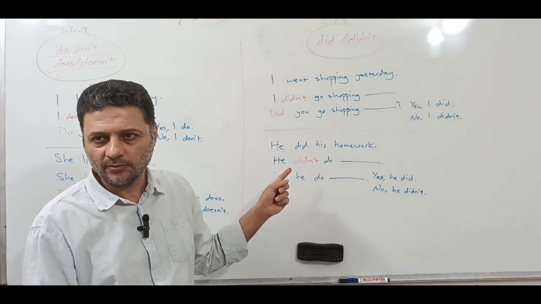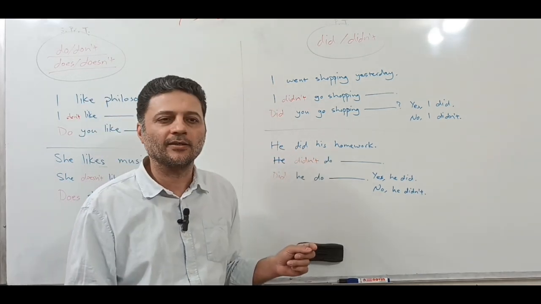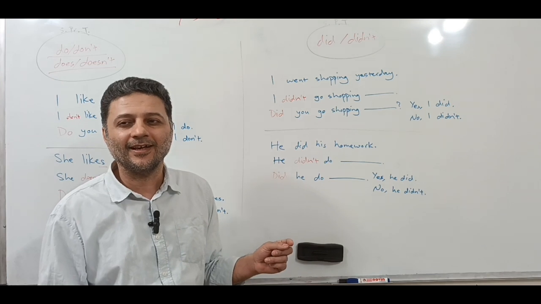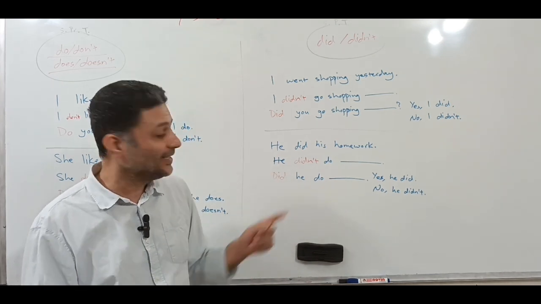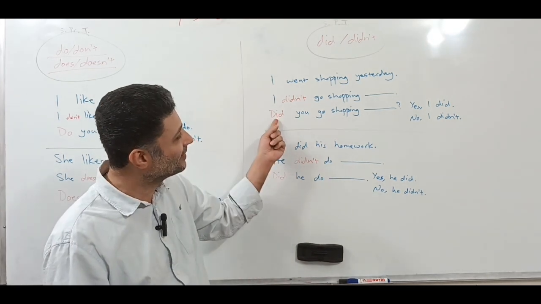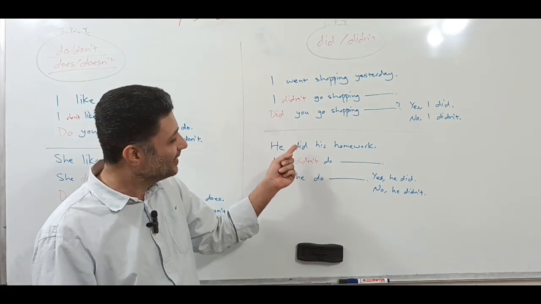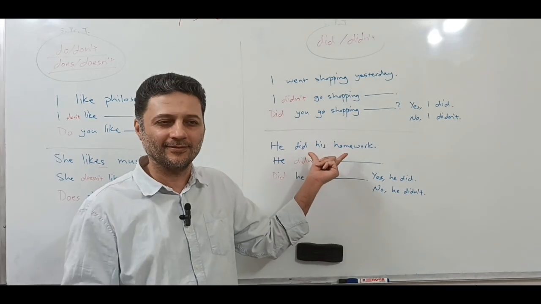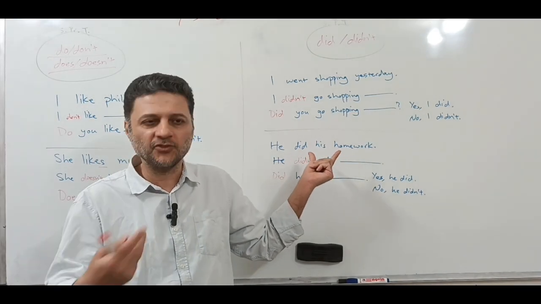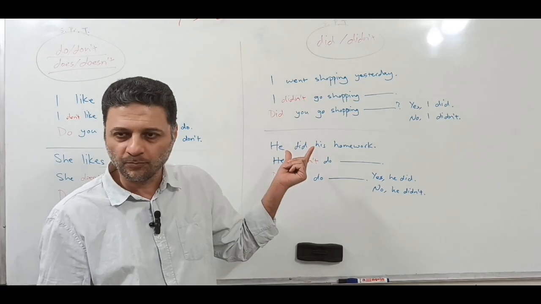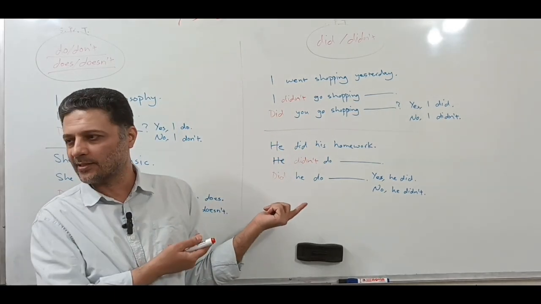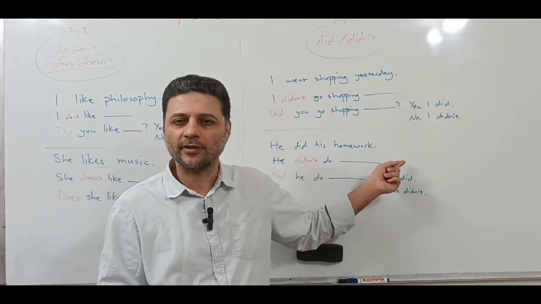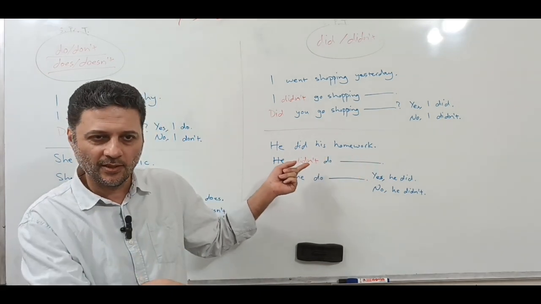Now another example. He did his homework. I gave this example on purpose. This did is not this did. It's different. This is part of this expression. Do homework. You do your homework. The teachers ask you to do your homework. And now this is the past tense, simple past tense. He did his homework. The student did his homework.